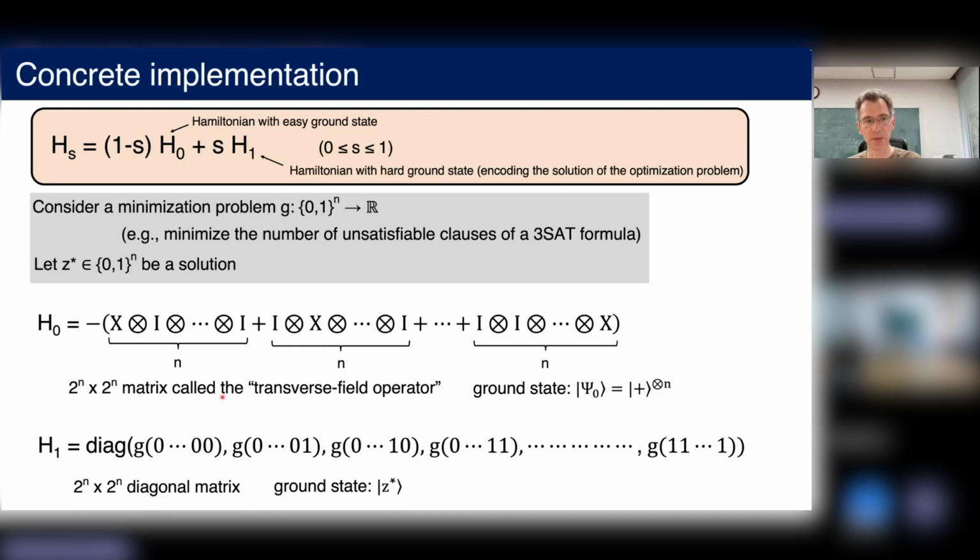And H0 is typically taken as this Hamiltonian, which is called the transverse field operator. It's defined like this, but the definition is not so important. The point is that the ground state is simply this state, ket plus tensor n times by itself. So you see that if you apply H0 to it, what you get is the same vector multiplied by minus n. So the corresponding eigenvalue is minus n, and it is the smallest eigenvalue. The point is that you can create the ground state here extremely easily, because the ground state is almost trivial.